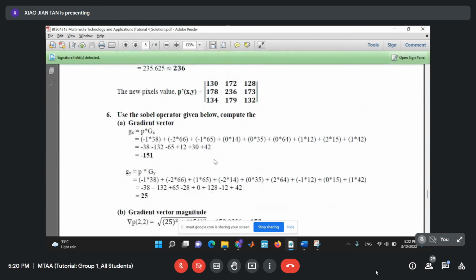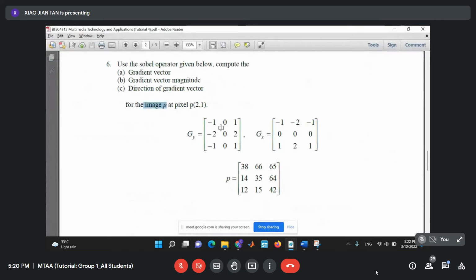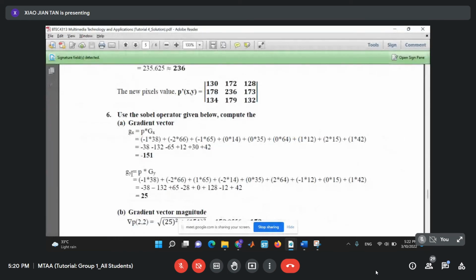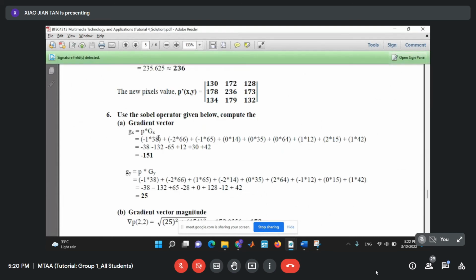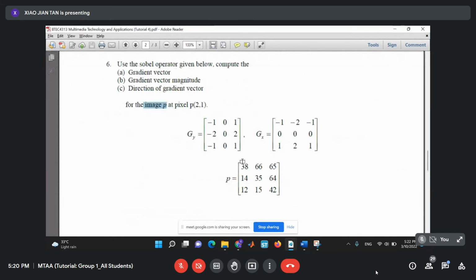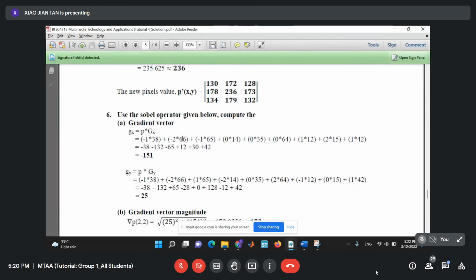Okay, so you perform the calculations. First of all, start with Gx and then followed by Gy. P multiplied by Gx. Basically, you just multiply as it is. Negative 1. This is Gx. Negative 1 multiplied by 38. And then just multiply as it is.